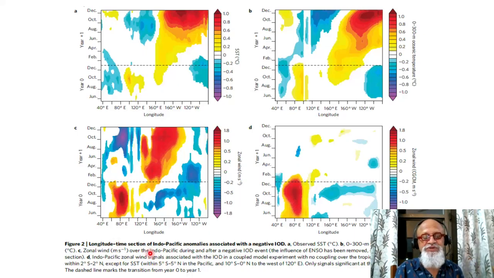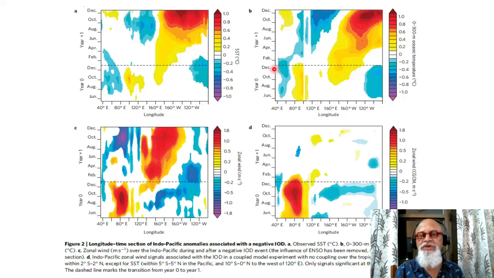So this is the longitude time section of the Indo-Pacific anomalies associated with a negative IOD. So you are starting again with year 0 when here is the Indian Ocean, 40 east is East African coast. Here you have the maritime continent. Here is the coast of South America. So you can see that there is IOD in this year 0, and then you have El Nino evolving here in year 1. Okay, so these are the SST anomalies. So this is for observed SST.